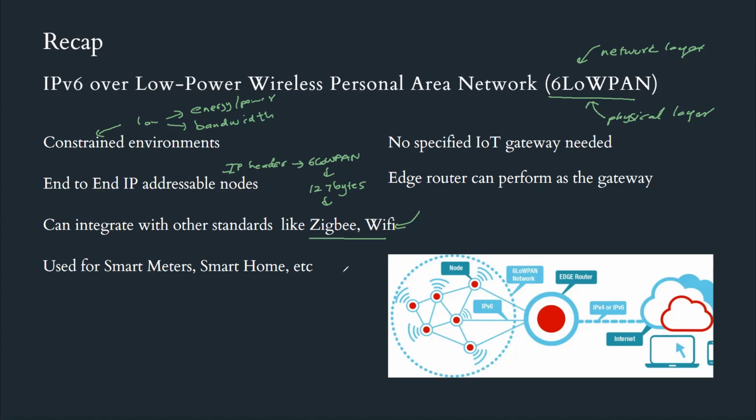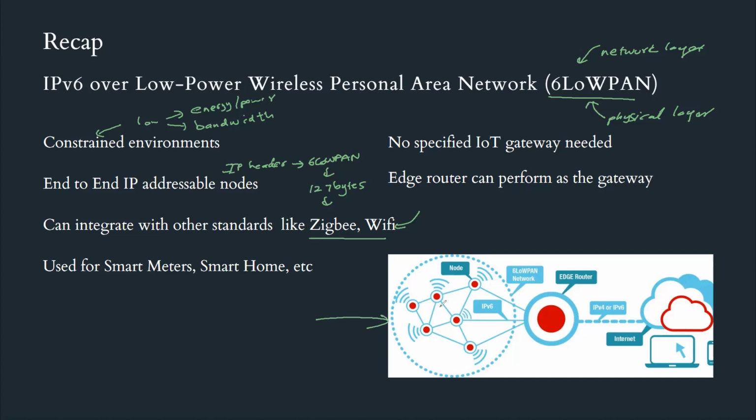So this 6LoWPAN protocol is highly popular for IoT networks because of its low power consumption and its ability to transmit shorter packets and save the energy in the transmission and in the network layer communication. And it is used for applications such as smart meters, smart homes, etc. So basically, this is the kind of environment where the 6LoWPAN protocol is used.